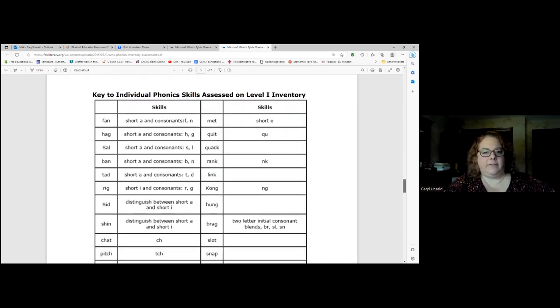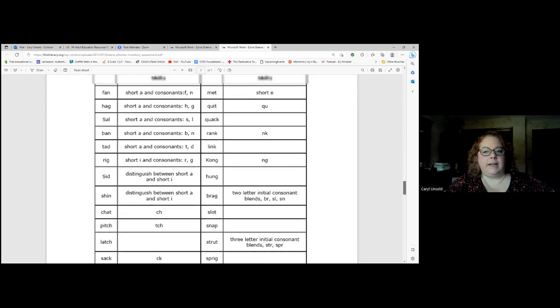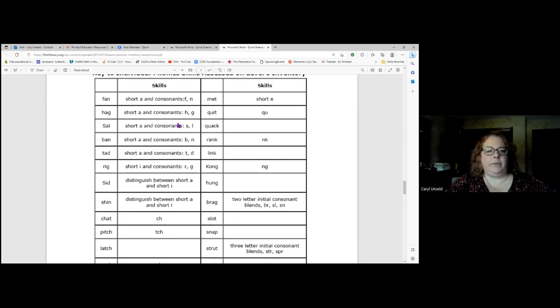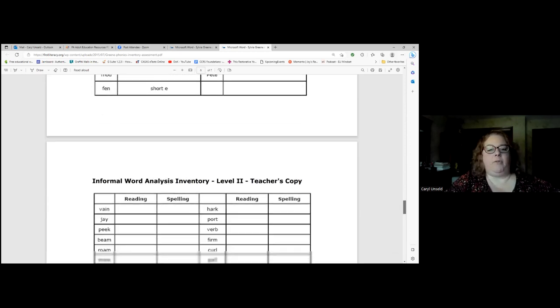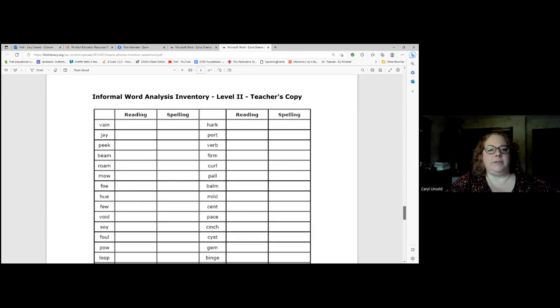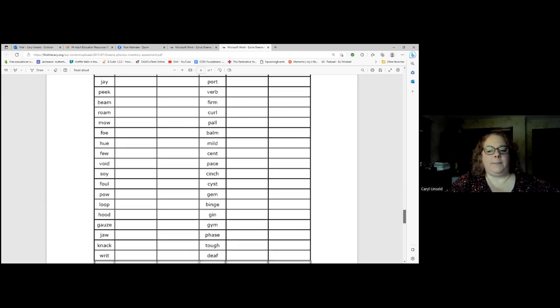And then this is the phonic skills. This is where you can really assess, for example, met: do they know the sound of a short E? Because E can make a different sound. That's the other part that becomes very difficult for our English language learners: different letters and different letter blends make different sounds or make the same sound. So this just gives you a starting point for working with the students. And then here's your teacher copy.